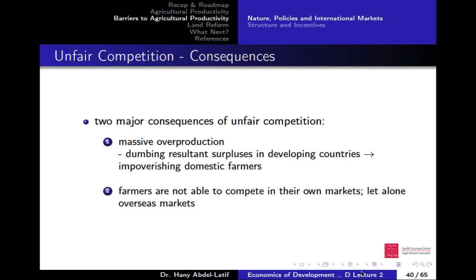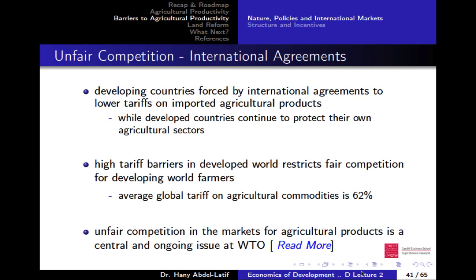These mainly are going to be multinational corporations that operate in poor countries. So it's very difficult for them without any support from the government to do so. So this is the unfair competition.